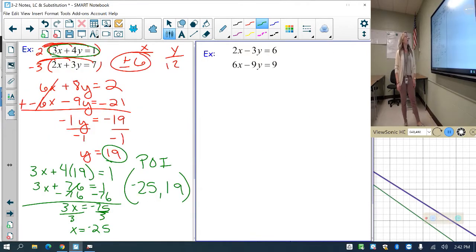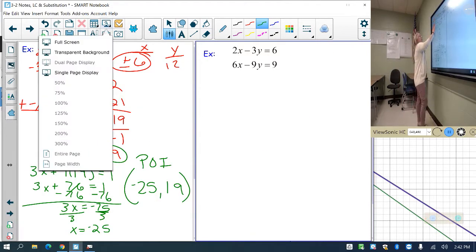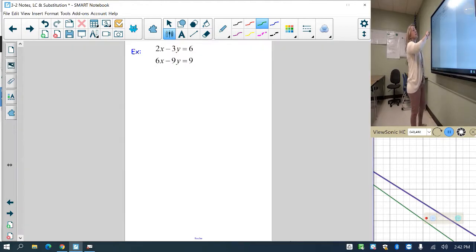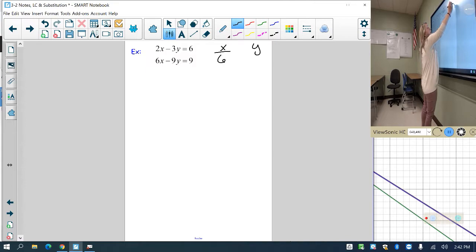Let's try another one. Step 1, I'm going to calculate the least common multiple of the x's and the least common multiple of the y's. For the x's, we have 2 and 6. Least common multiple is 6. For the y's, I have 3 and 9. Least common multiple is 9. So I can choose either one. I'll choose x again because this is already a positive 6. So all I have to do is make that top a negative 6.